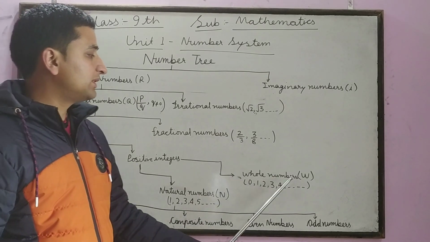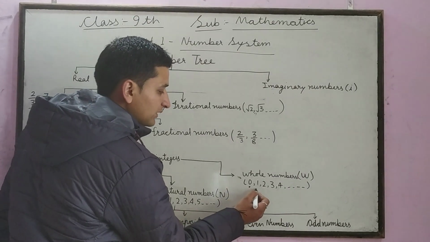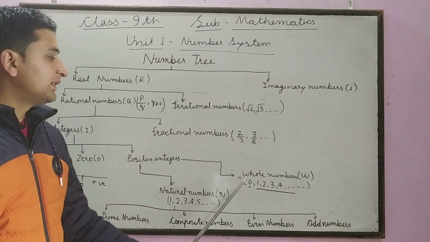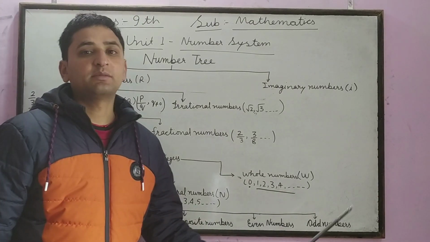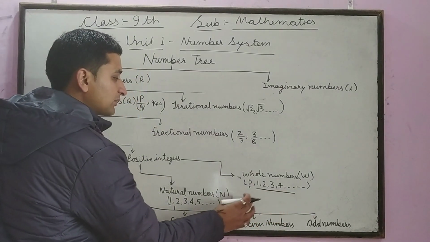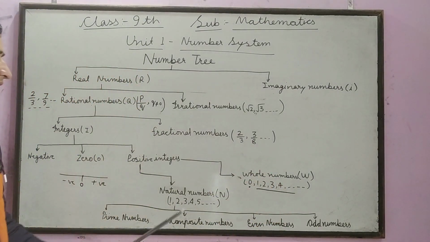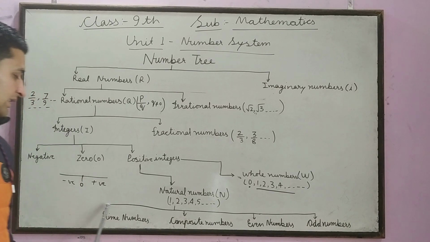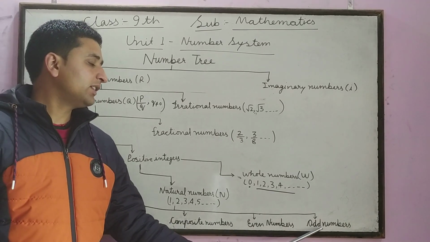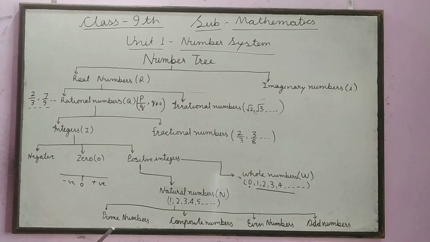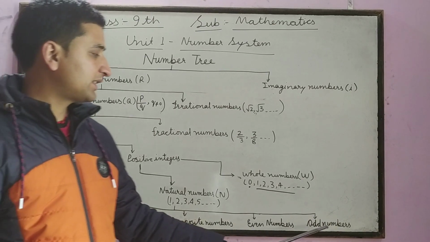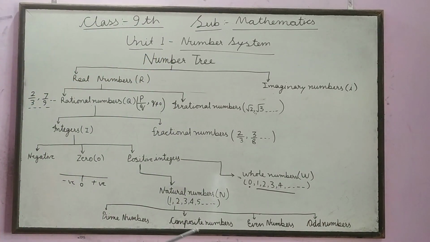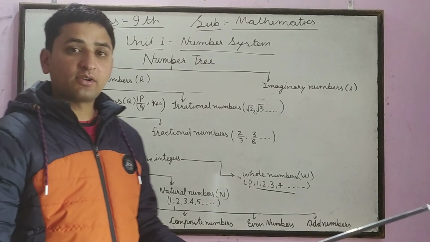And the second one is whole numbers. Whole numbers are those numbers which include 0 and the natural numbers. So all the natural numbers are included in the whole numbers. Further, the natural numbers are again categorized into four categories: prime numbers, composite numbers, even numbers and odd numbers. My question to you is, what are prime numbers, what are composite numbers, what are even numbers and what are odd numbers, because you have learned all these in class second.